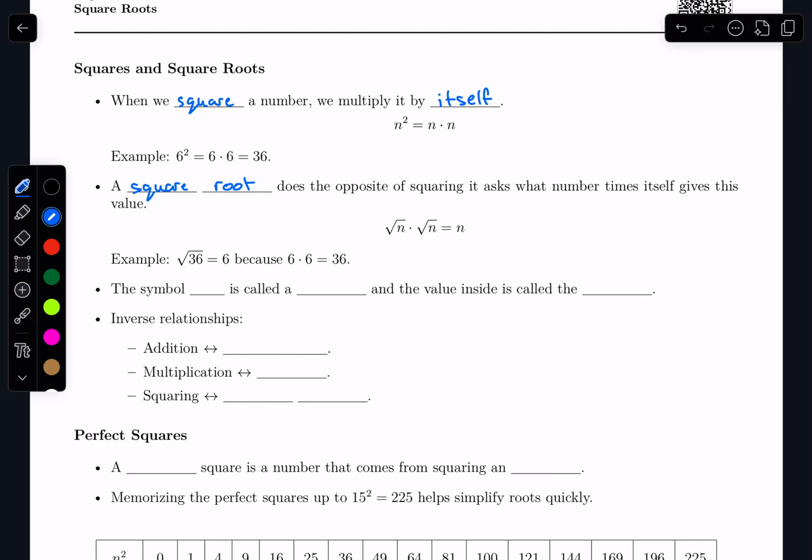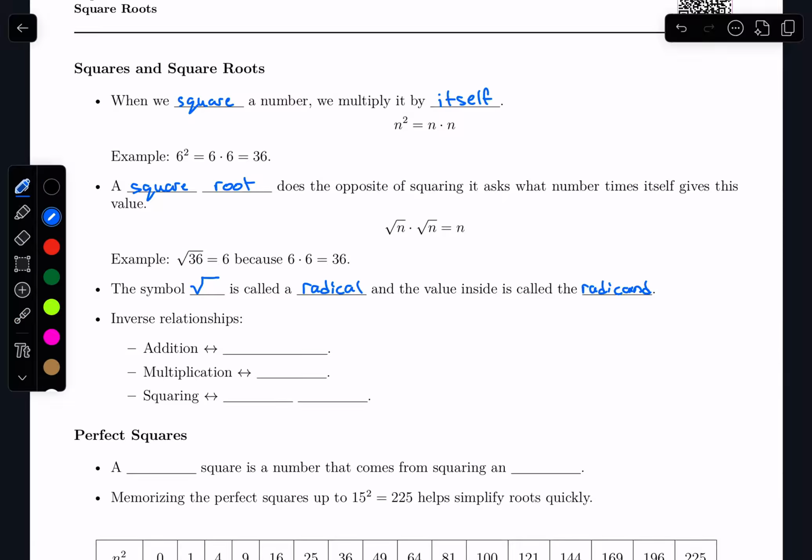Now, this symbol that looks like a little down, up, and across is called a radical or a square root symbol. And the value inside is called the radicand. The only real reason we need to know that the inside is called the radicand is so we can reference it. So if I want to reference the inside of the square root of 36, I would say the radicand is 36. And that focuses just on what's underneath that radical symbol.